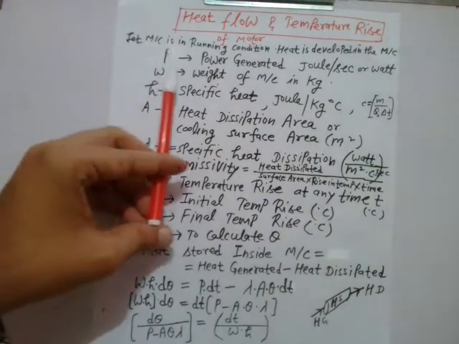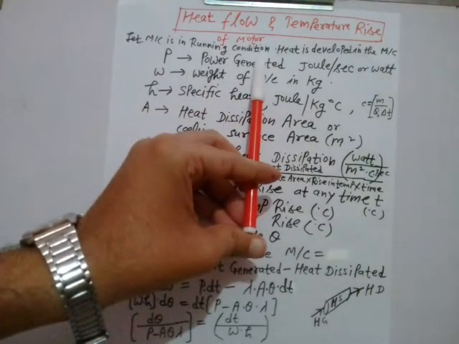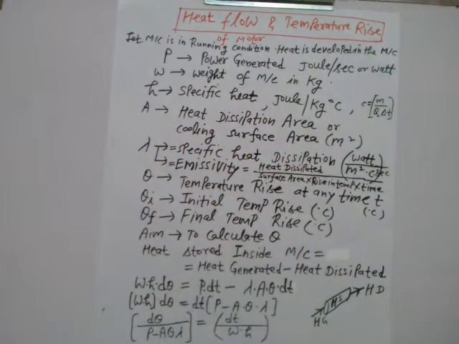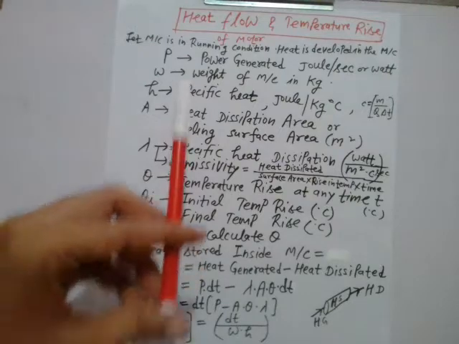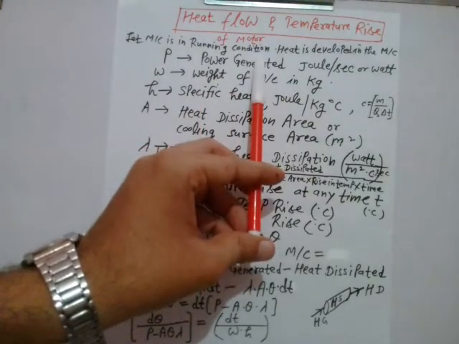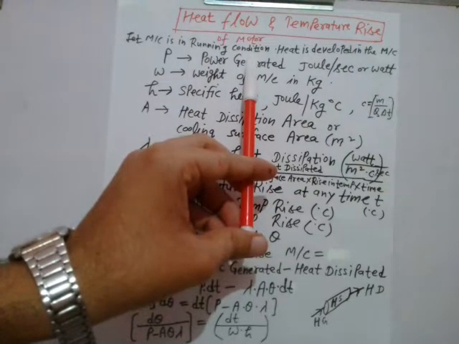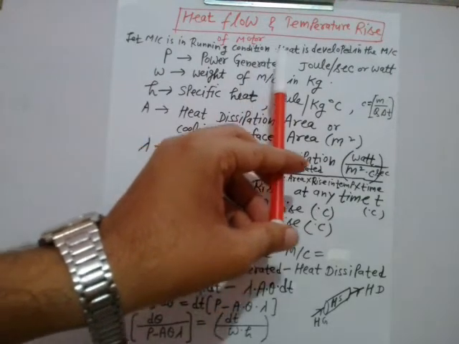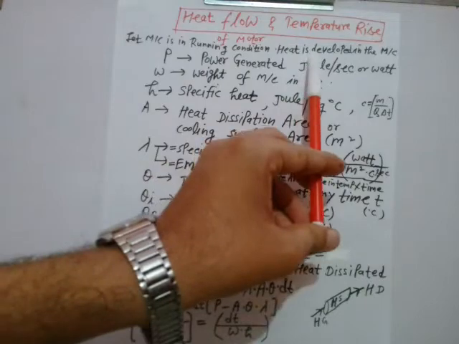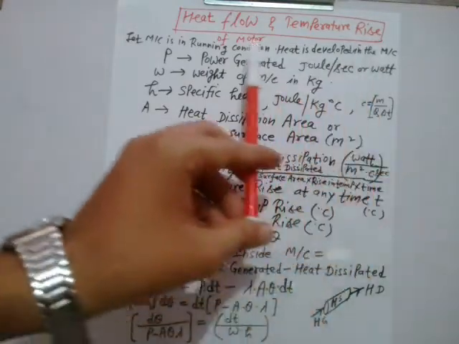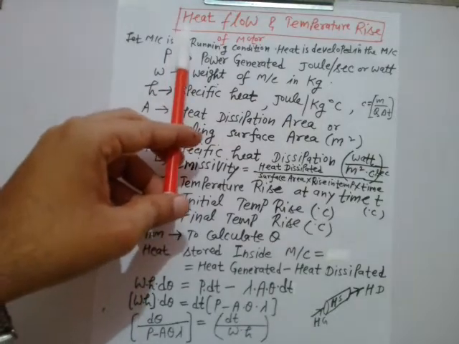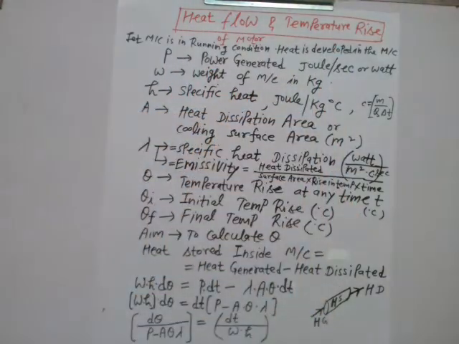Today we will discuss the heat flow and temperature rise of an electrical machine like a motor. Suppose the machine is in running condition, then heat will be developed in the machine. Why? Because current is flowing in the copper winding, so I square R losses will be there, and this will develop heat inside the machine, and due to this the temperature of the machine will rise. So we have to go for a derivation of heat flow and temperature rise.